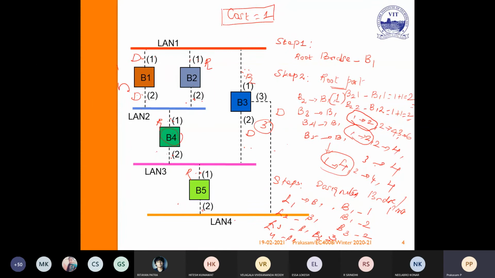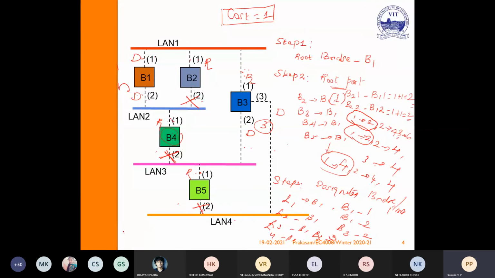For B2, there is no connection here. This is the block port. For B3, all the ports are connected. For B4, this is not connected. For B5, one is connected as the root port, this is not connected.